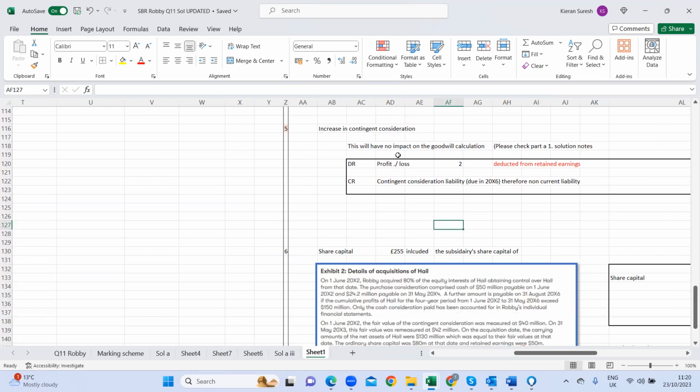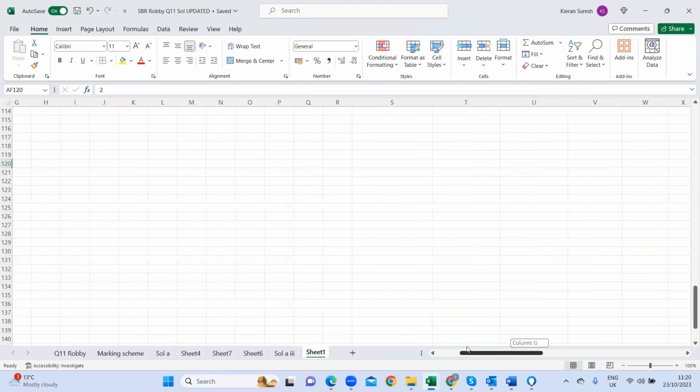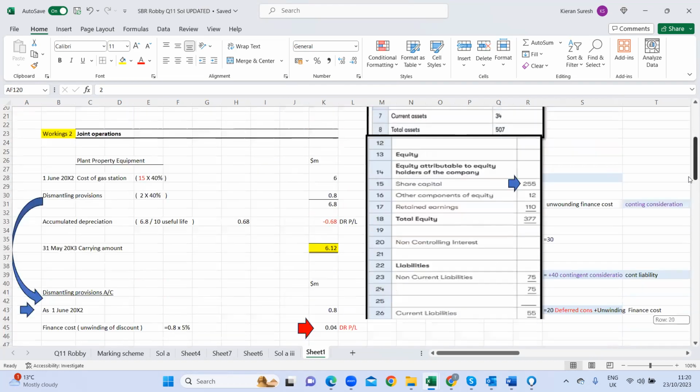So now what we need to do is increase that contingent consideration. Why? Because the fair value has gone higher. It would not impact any goodwill. So the credit is going to be contingent liability, because it is due in 2016. So I need to credit 2 million in the contingent liability. The debit is going to come out of retained earnings, the parent's, the group's retained earnings. So I need to go to my balance sheet and credit contingent liabilities.